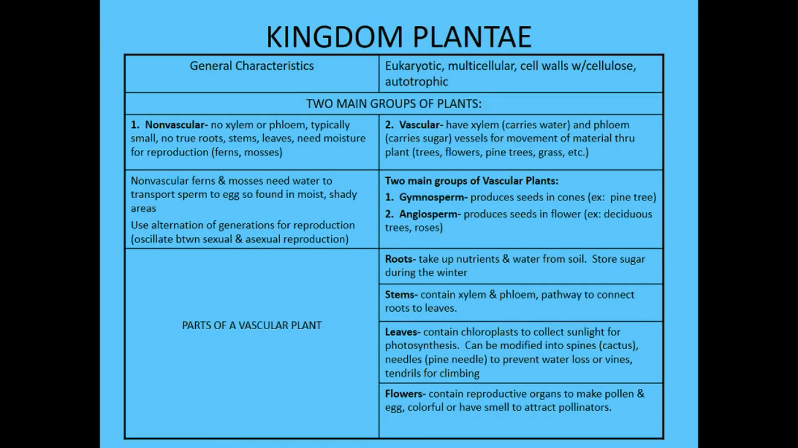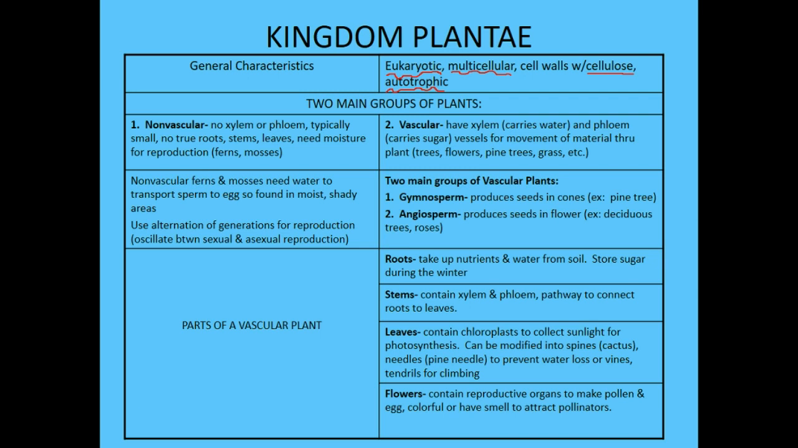Alright, plants. Okay, so plants are a big part of what we talked about. Some general characteristics: first of all, they are eukaryotic, they are multicellular, and they also have cell walls, but their cell wall is made of what we call cellulose. I think we may have mentioned that in an earlier video. They are also autotrophic, okay, and you have two main groups.